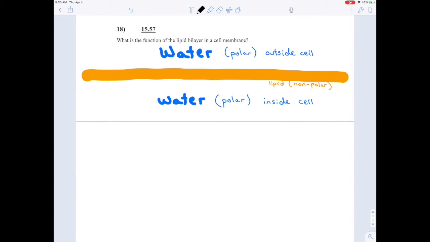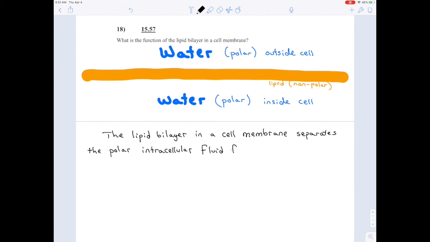So here you could say that the lipid bilayer in a cell membrane separates the polar intracellular fluid from the polar extracellular, outside of the cell, fluid, which would otherwise mix.